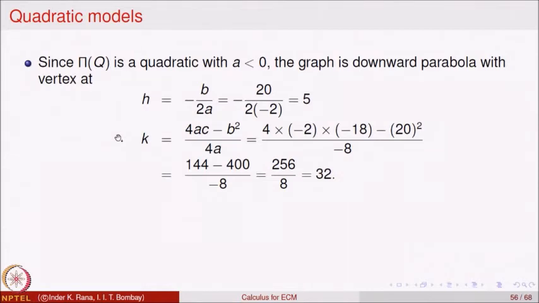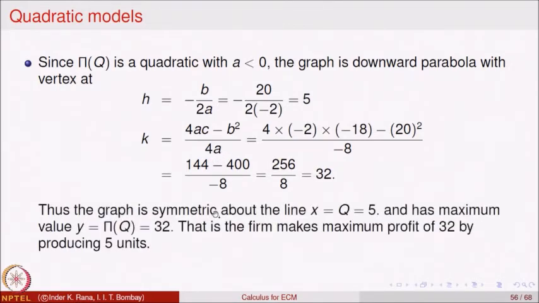And what does the vertex indicate? That indicates that for the value H equal to 5, K will be equal to 32. So, 32 is the maximum value that the profit can take. So, for Q equal to 5, the profit is 32. When 5 units are being produced, the maximum profit will be earned, and that is equal to 32.